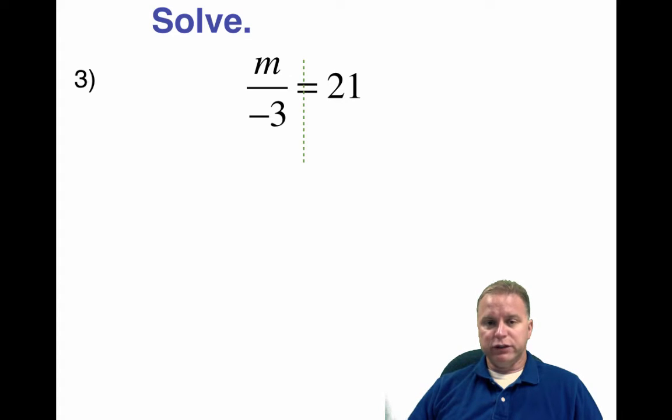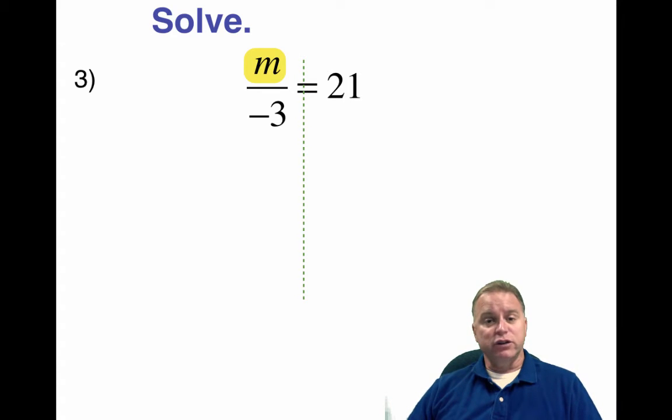All right, so did you put your line down the middle? Did you highlight your variable? These are things I want you to get in the habit of doing so that you know the process. You know what you're trying to do. You're trying to isolate that M and get it by itself.